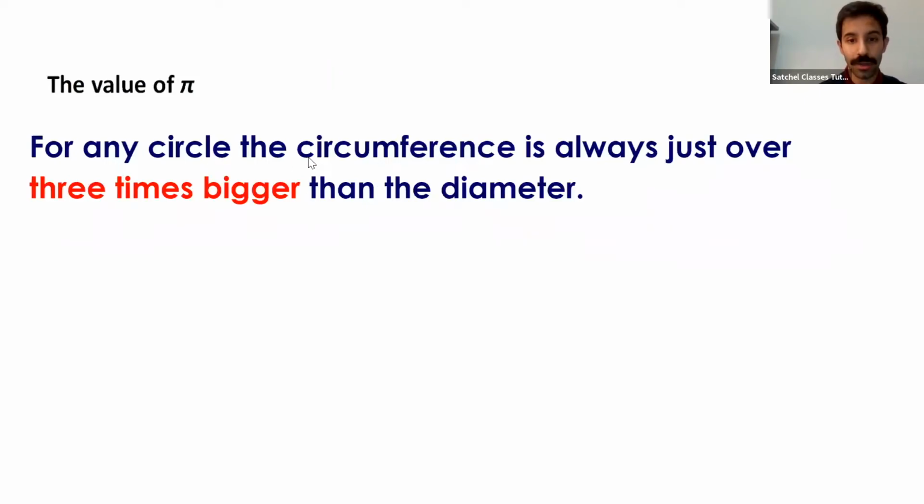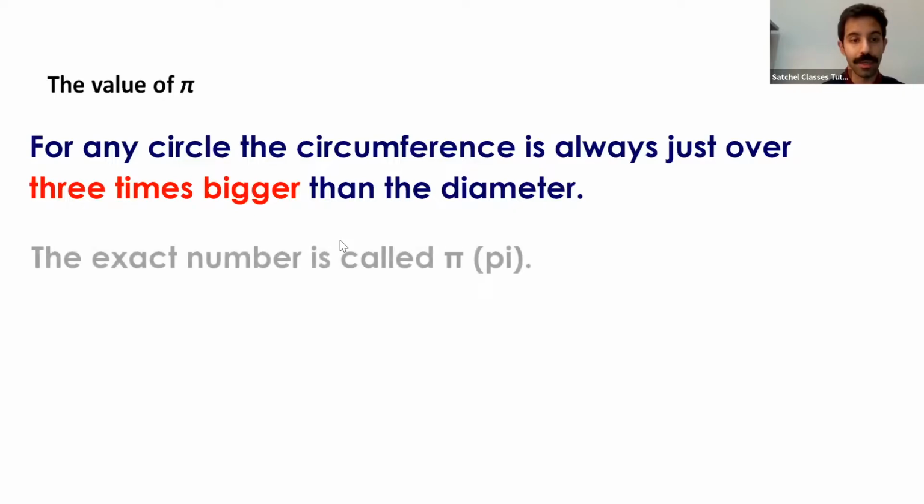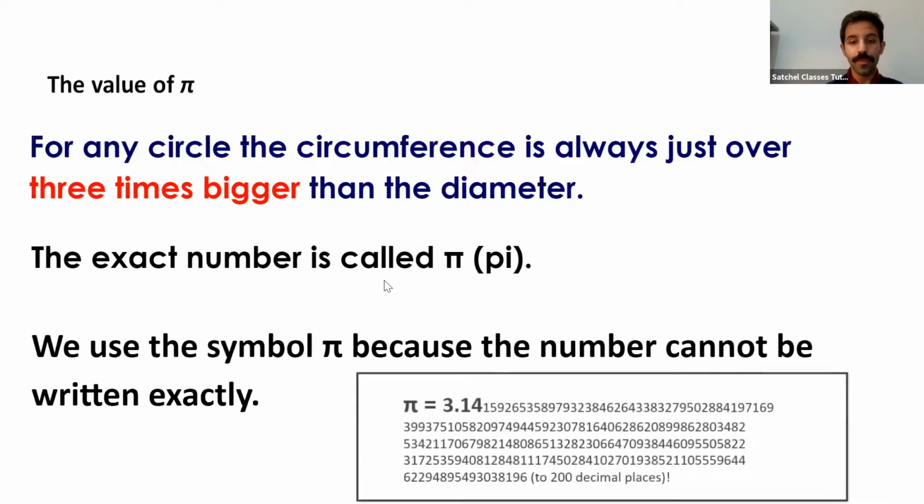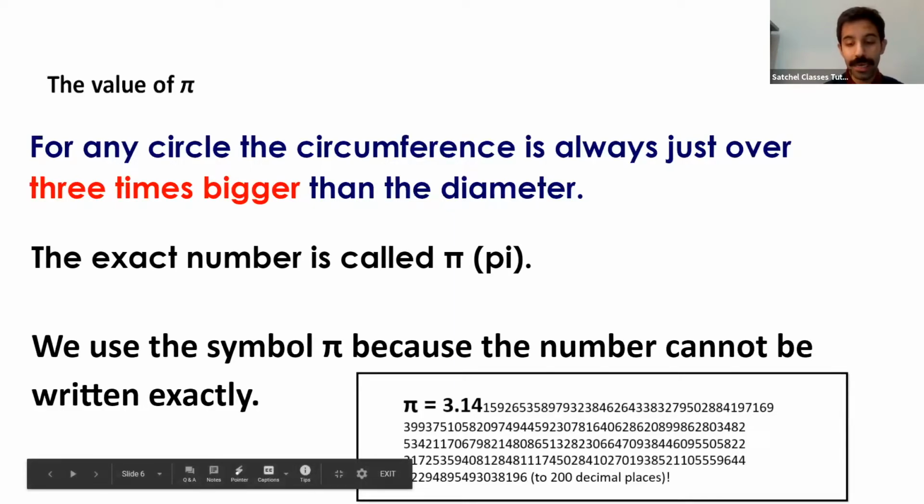So for any circle, the circumference is always just over 3 times bigger than the diameter, and the exact number is called pi. Now pi is a recurring decimal and non-terminating, so this number will keep going to infinity. And this is pi to 200 decimal places. And pi is represented by this symbol.